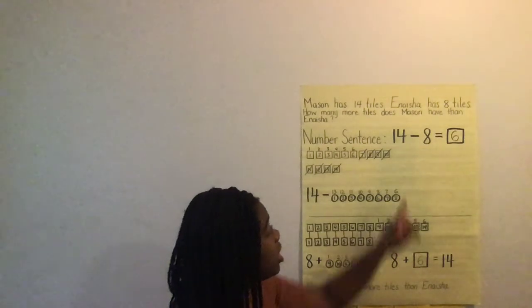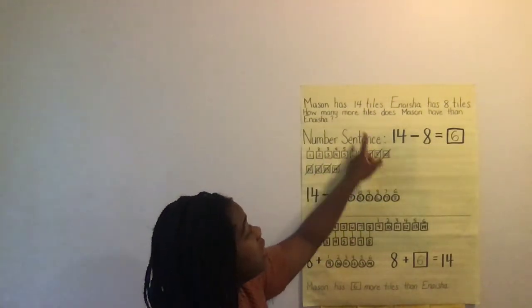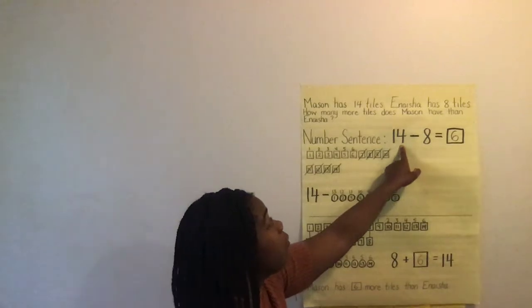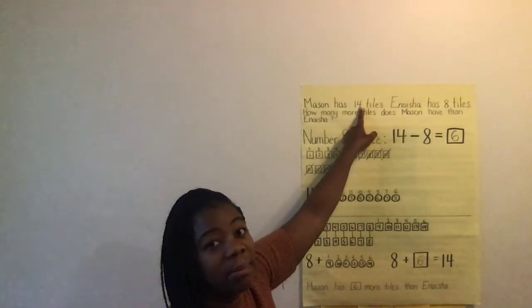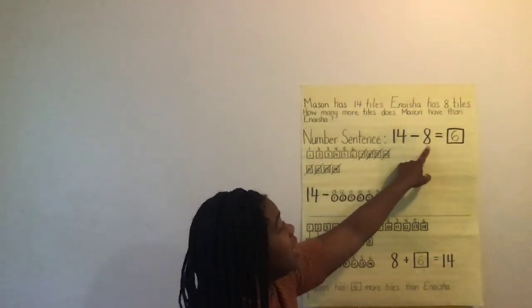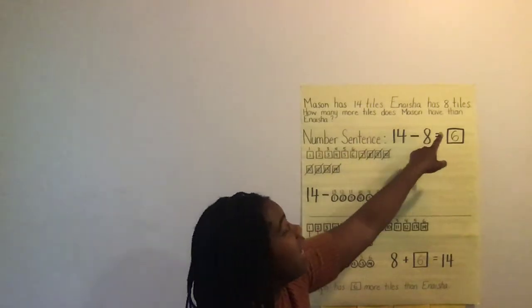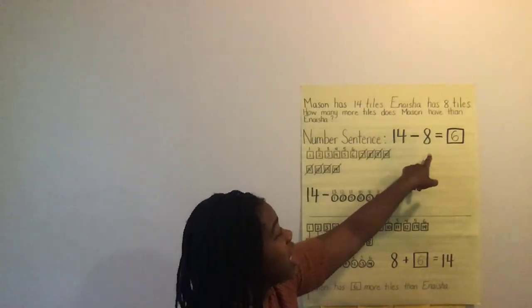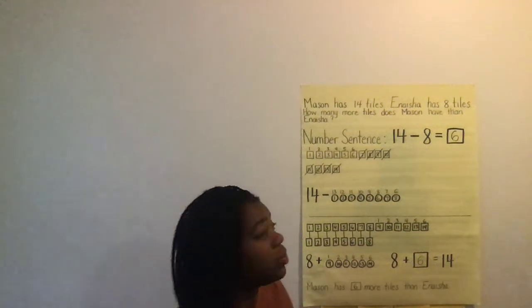So now, the number sentence. Your number sentence to match this story problem should have been 14, which represents the 14 tiles that Mason has, minus 8, which represents the 8 tiles that Enasia has, and it's going to equal 6 eventually, which you'll see with our strategies here.